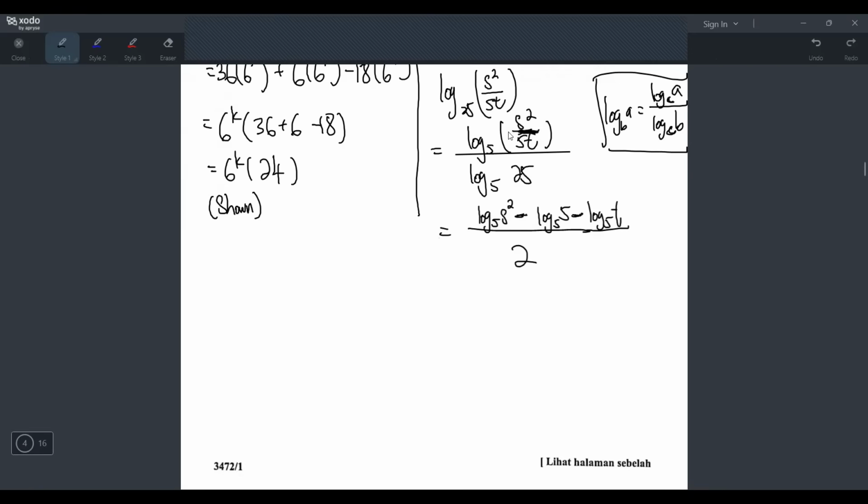Some students might ask me: hey, sir, this 5 and T, I thought the relationship here is multiplication, so you should write plus. No, no, no, no, no. If the T sits at the bottom, it means division, even though it's beside the 5, right?